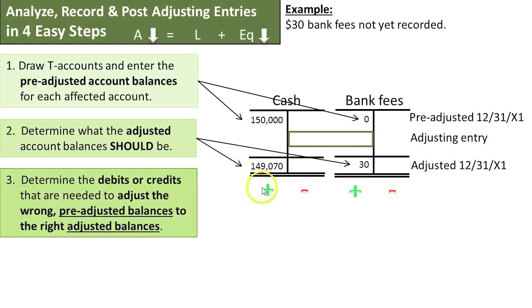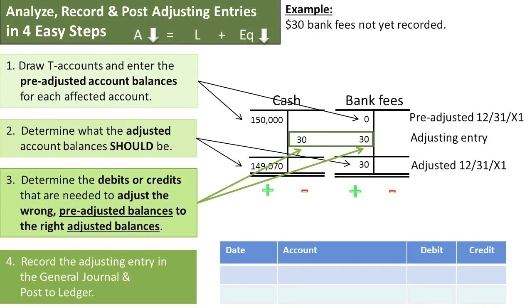I've indicated below each of the T accounts what side is the plus side and what side is the minus side for each. Cash is increased with debits and decreased with credits, and bank fees are increased with debits and decreased with credits. A debit to bank fees will increase bank fees to $30, and a credit to cash will decrease cash $30. Step 4. Record the adjusting entry in the general journal and post to ledger. We'll debit bank fees $30 and credit cash $30.